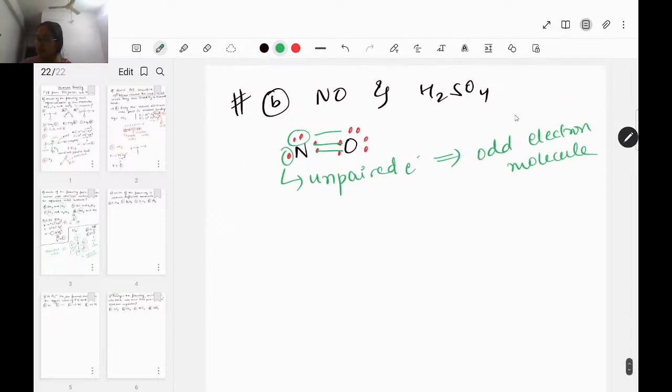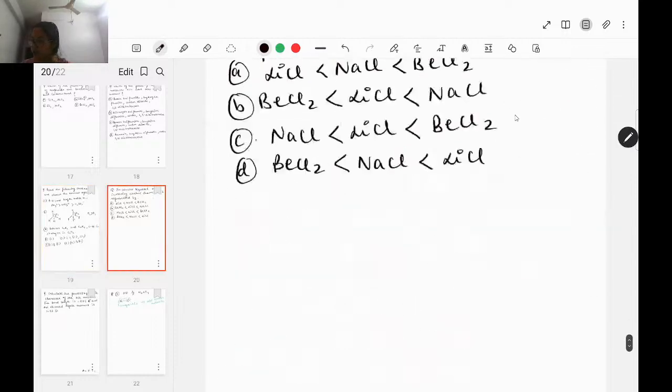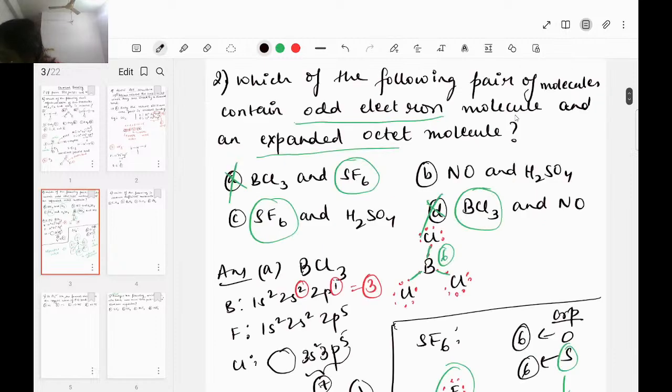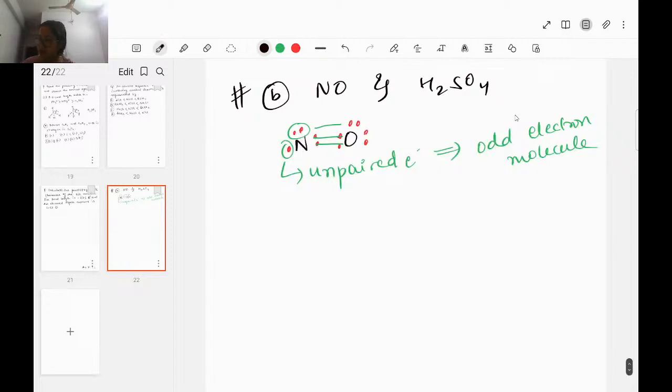Okay, so we have found the odd electron molecule. Wherever we see NO, over here we have NO only in the B option and in the D option. The D option we had already cancelled out because BCl3 was not the answer. It did not have an expanded octet. So I think B will be the answer. So let us see if H2SO4 has an expanded octet or not. Then only we will be able to verify our answer.